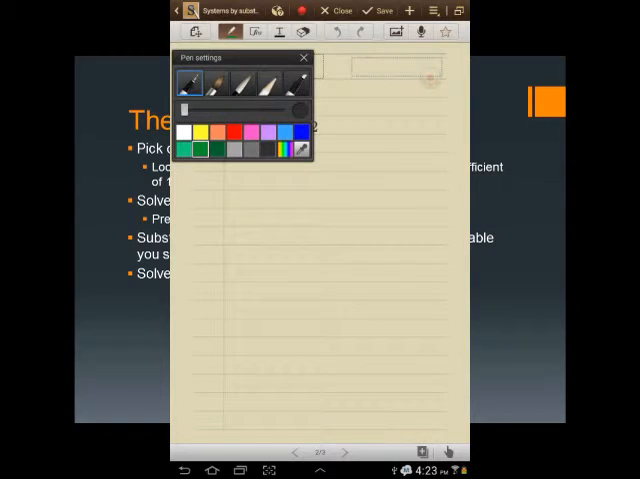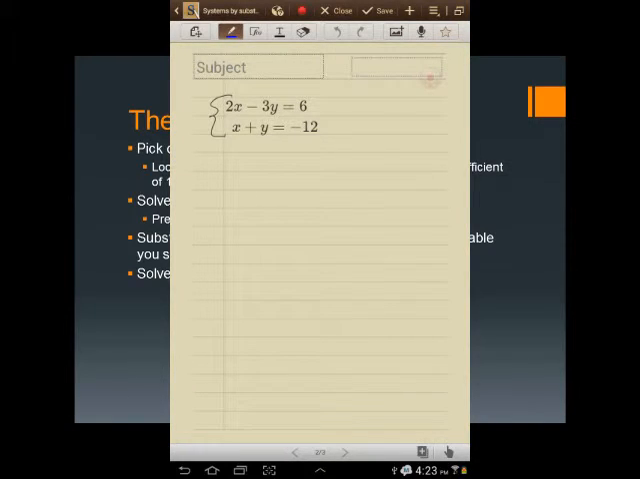Gotta keep these color coded. So blue is my first couple steps. So I'm looking at my two equations. 2x minus 3y equals 6. And x plus y equals negative 12. And let's see here. Looks like both my x and my y in the second equation will be pretty easy to get by themselves. Let's this time go with that x. So that's what I'm going to try to get by itself.